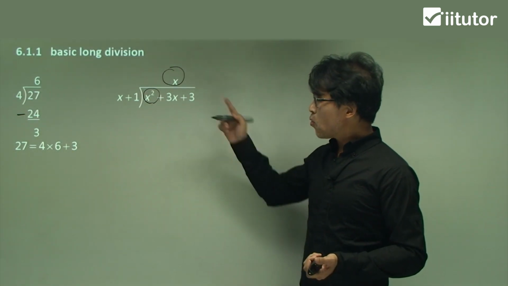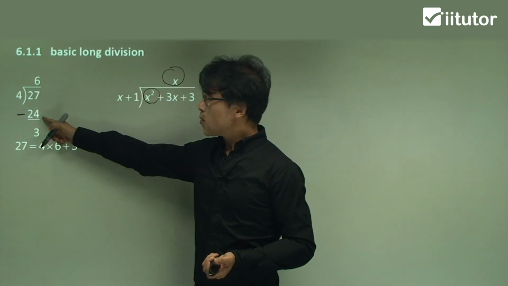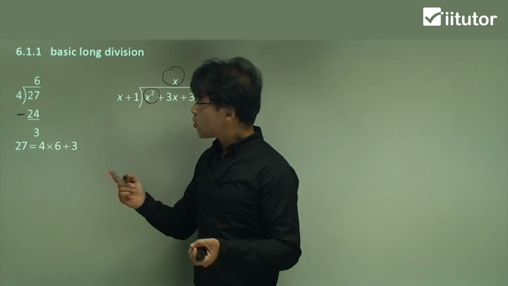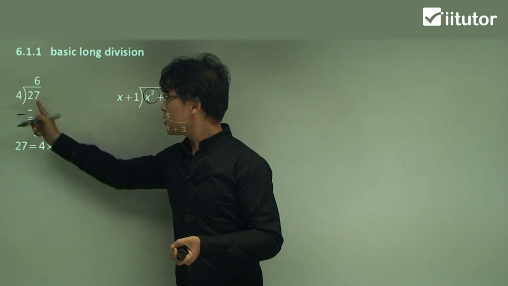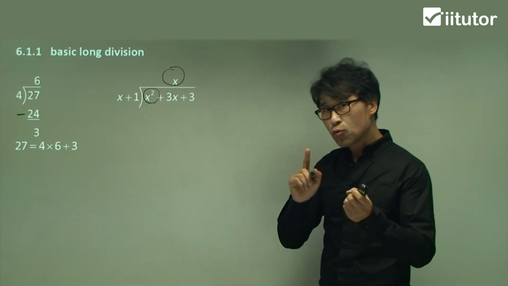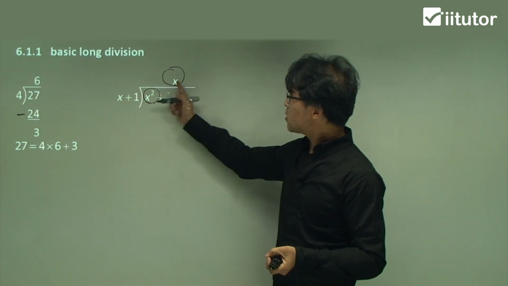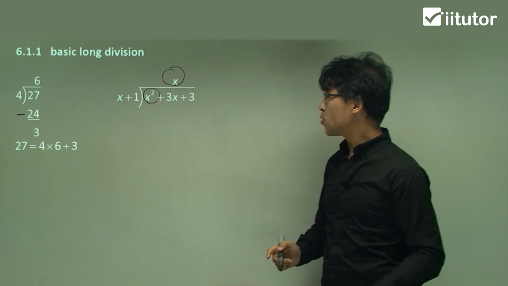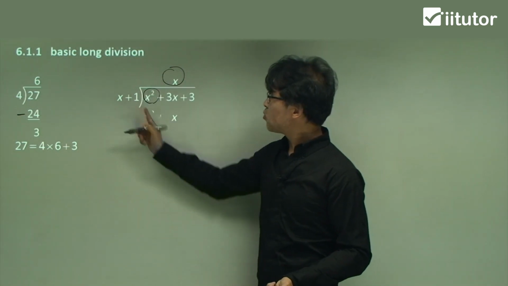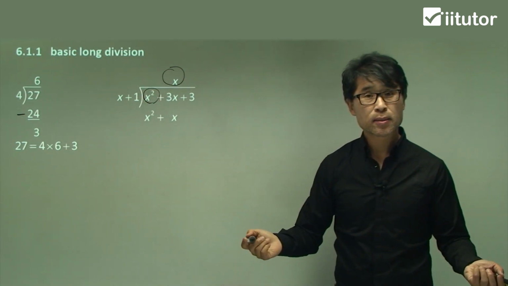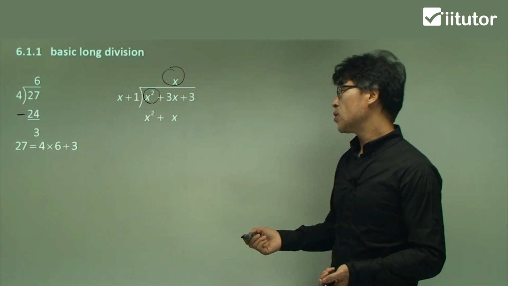Now go back to the right hand side, guys. So keep in mind how you get 24. Well, 24 is this times this. We're going to do exactly the same thing. So what we have to do now is x times x plus 1. Get it? Okay, do it then. So x times x will be x squared. x times 1 should be just simply x. Okay? Now what do you do now?